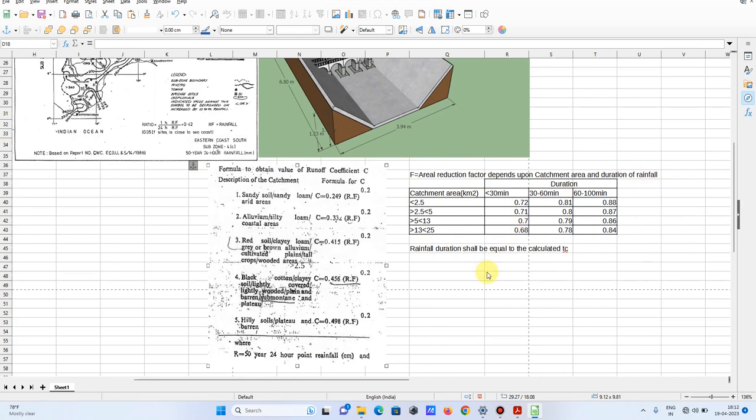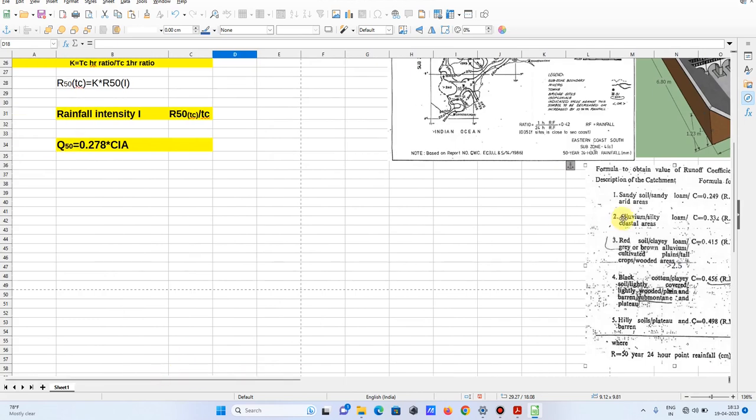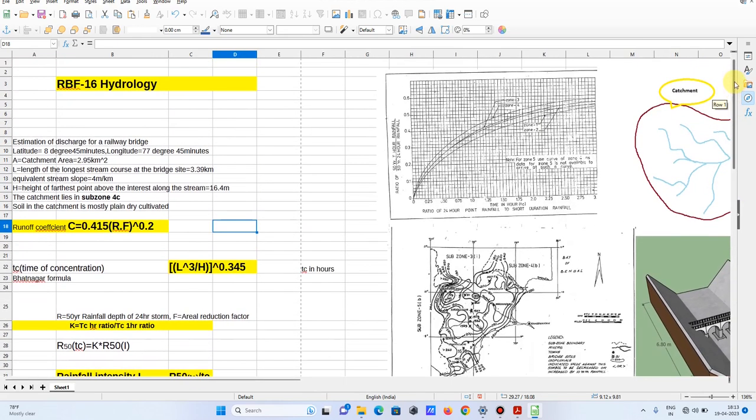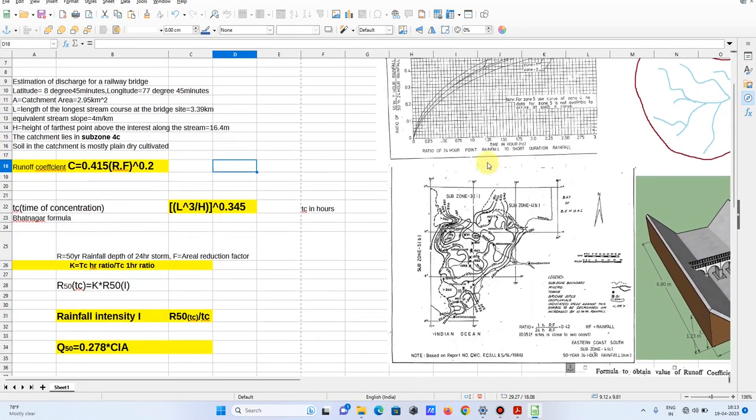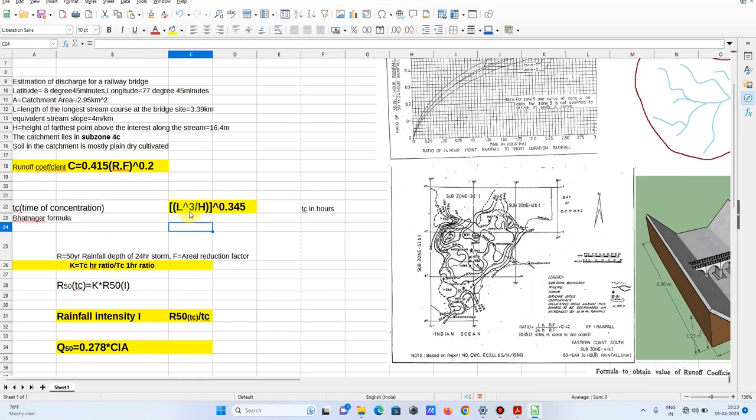Okay, so first to calculate that, we need to calculate these parameters. First we need to calculate the TC, that is the time of concentration. For the time of concentration, we have the Bhatnagar formula, which is used to determine the time of concentration of the catchments in the Indian zone. Okay, so I have this formula.